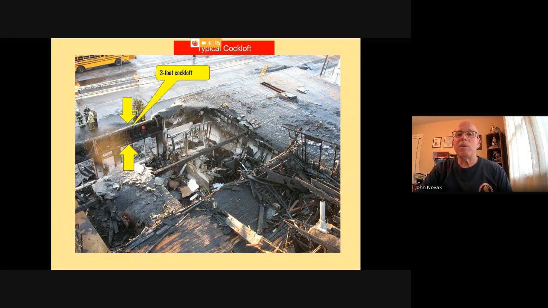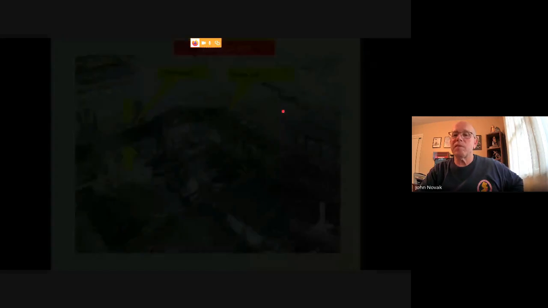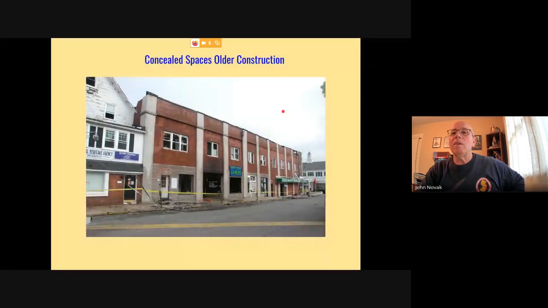Again, this just happens to be a 3 foot cockloft, just so you get an idea of the size. So 3 feet of space up there, a lot of wood, and very, very difficult to get access to the cockloft. That seems to be a problem. A lot of cockloft fires have the problem of access to get the hose streams into the fire. Concealed spaces, again, older construction.